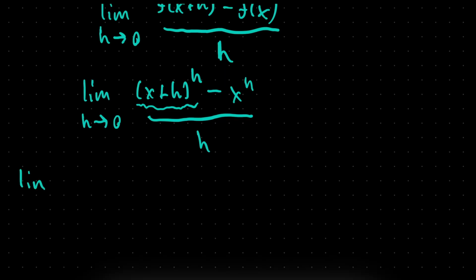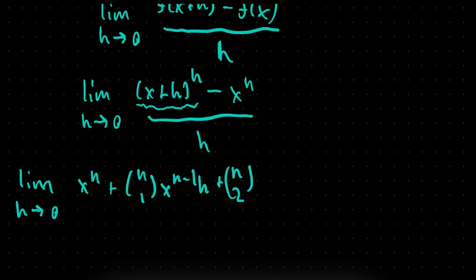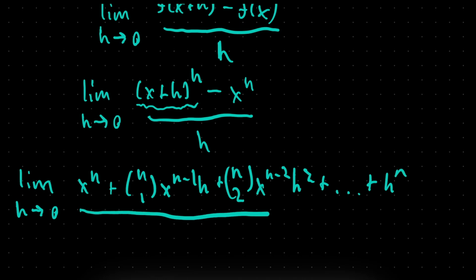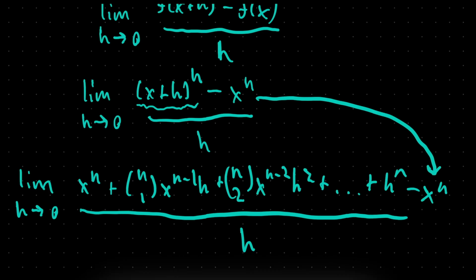So the limit as h approaches 0 of x to the n plus n choose 1 of x to the n minus 1 h plus n choose 2 of x to the n minus 2 h squared plus dot dot dot h to the n. So all of that over h. Oh, I forgot to add this: minus x to the n. This comes straight from here, and all of this comes from expanding out this term over here.